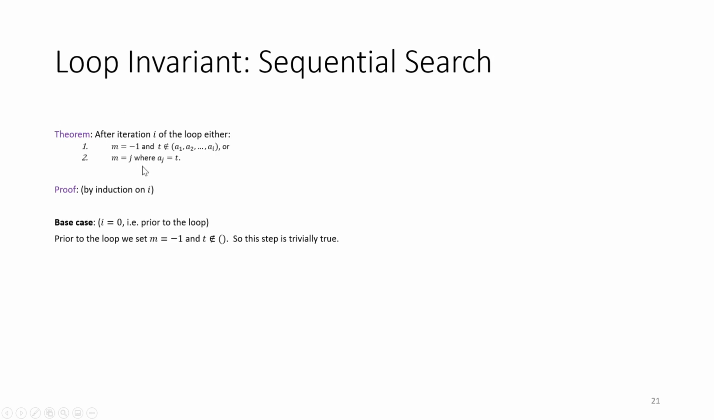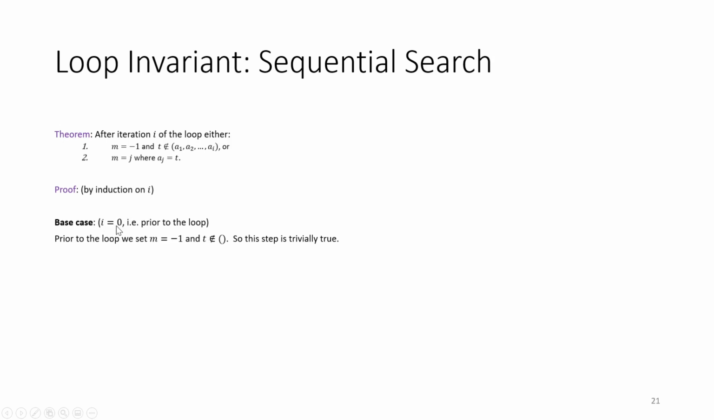And then what is it that we need to prove here? This says after iteration i. So here we're putting i equals 0 in there. And remember, iteration 0 meant before the loop. So really we could translate this as saying before the loop, either m is -1 and something is true, or m is equal to j and something's true. Well, what happens before the loop? Before the loop, we just set m to -1. Remember, that's our initialization step. So before the loop, m is equal to -1.